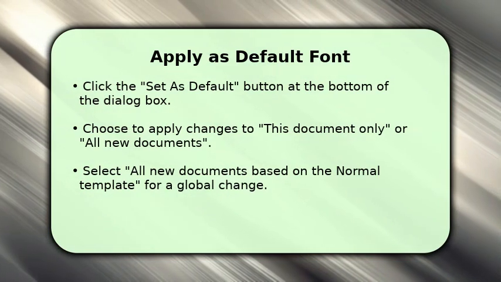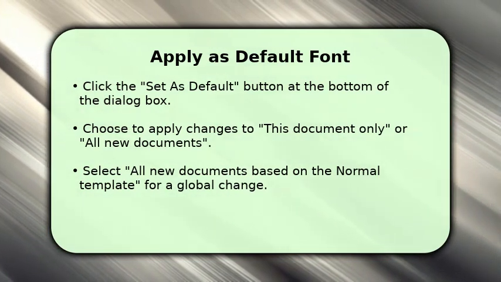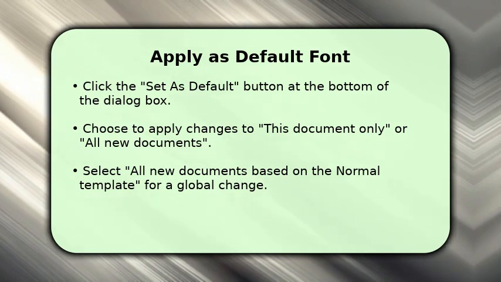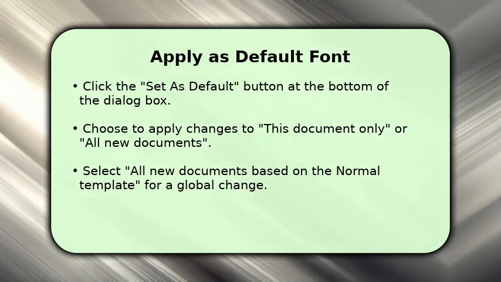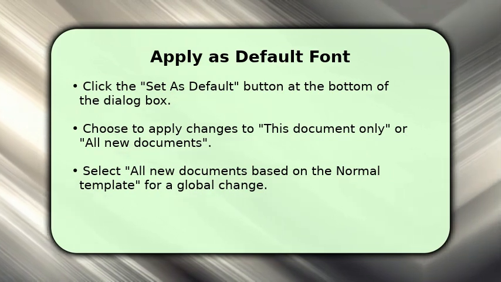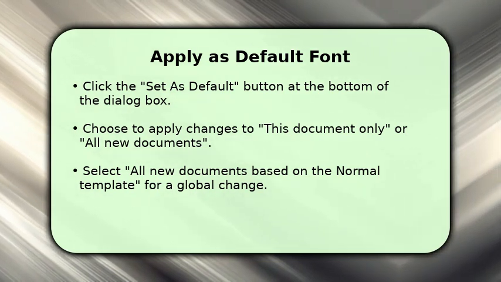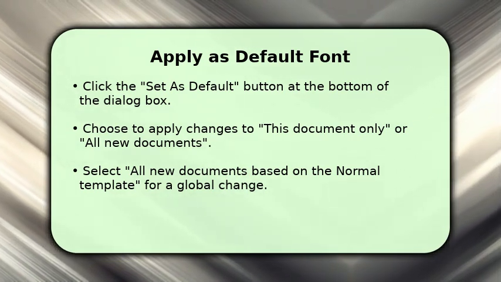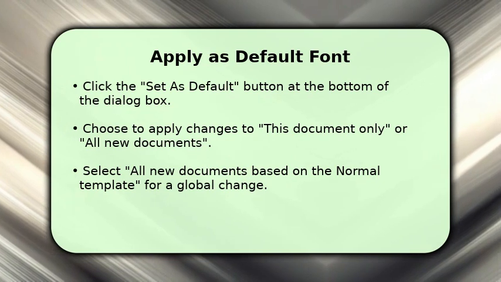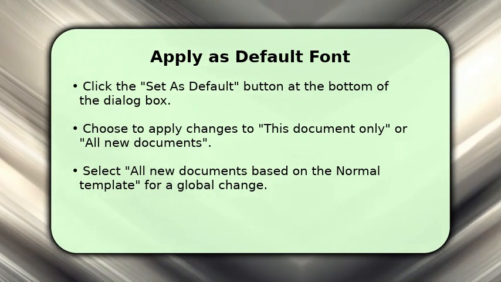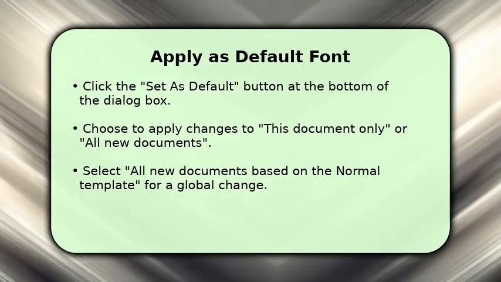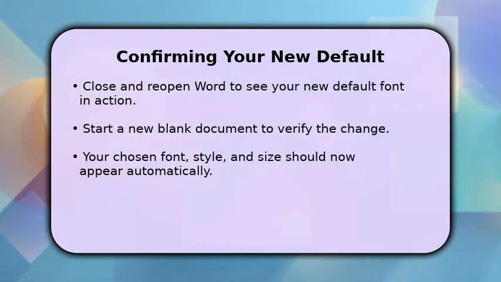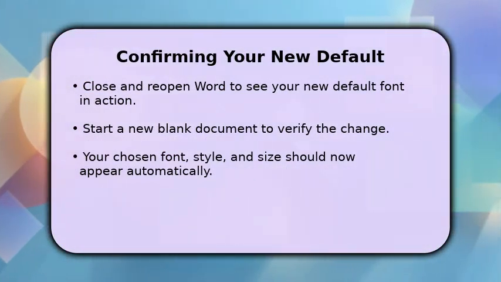After making your selections, locate the Set as Default button at the bottom left of the font dialog box. Clicking this button will prompt you with an important choice. You can either apply these changes to just the current document, or, more powerfully, to all new documents based on the normal template. To ensure your new font is used every time you open Word, select the second option and then confirm your choice. To confirm your changes, simply close Microsoft Word and then reopen it.